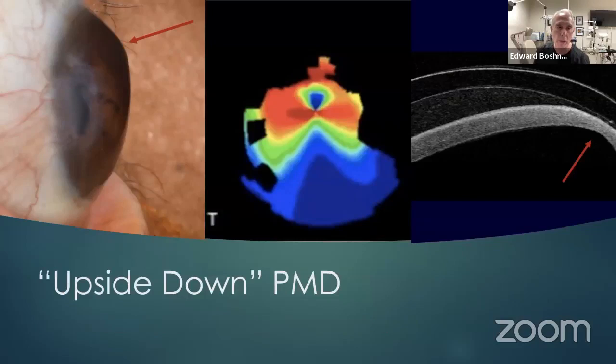This is pretty rare. This is a superior pellucid marginal degeneration. When this patient came to see us, his visual acuity was less than 20/200. We fit him with a scleral lens, and we got him to 20/25. But you see how pronounced the superior aspect of that cornea is. You can see the matching topography.